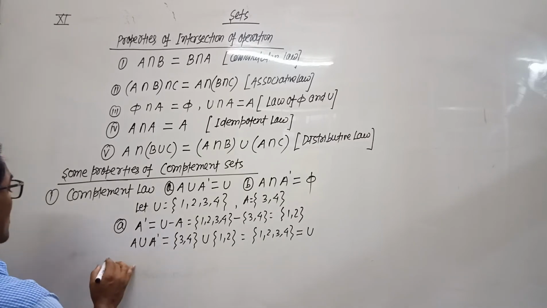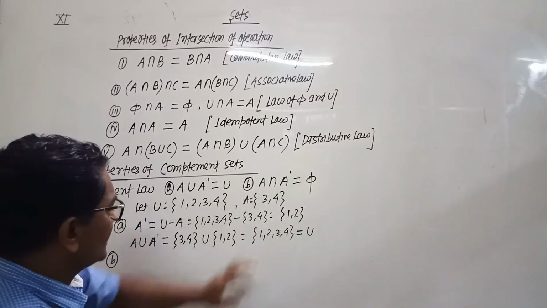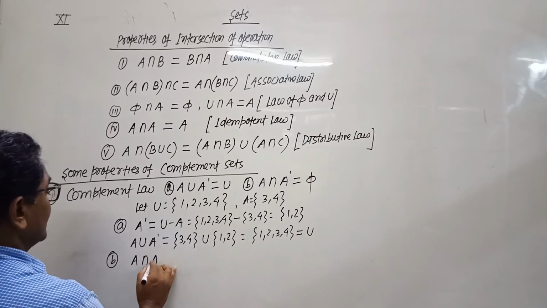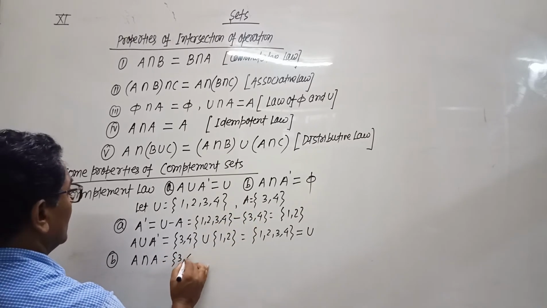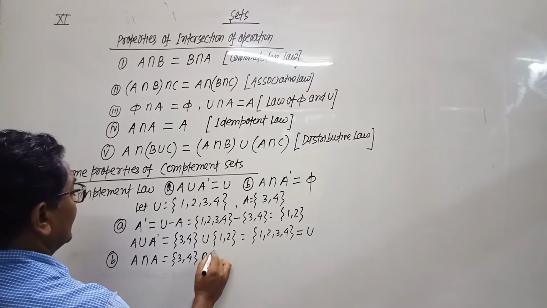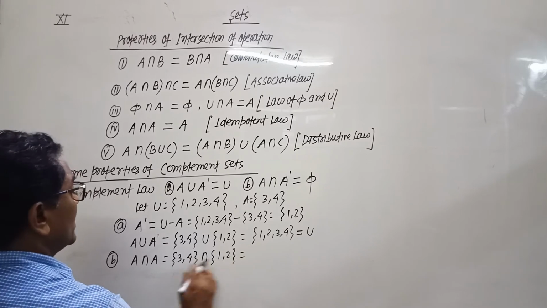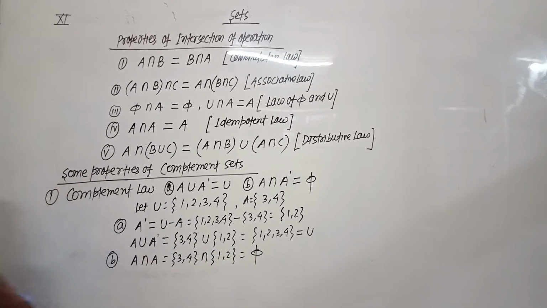And proof for second rule, A intersection A dash. The value of A is 3, 4. Intersection A dash, which is 1, 2. And there are no common elements. So it will be phi.